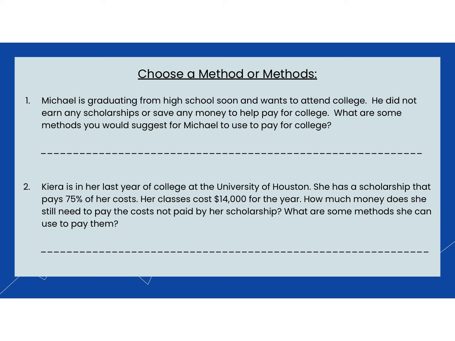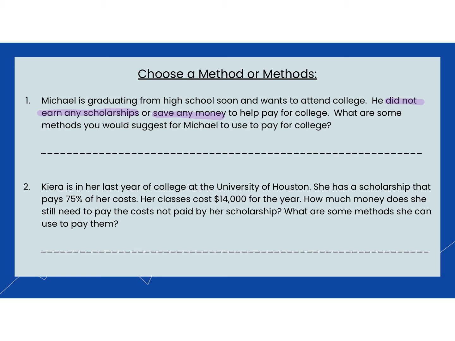Now we'll look at 2 scenarios and help make suggestions of how each person could best pay for college. Scenario 1 says Michael is graduating from high school soon and wants to attend college. He did not earn any scholarships or save any money to help pay for college. What are some methods that you would suggest for Michael to use to pay for college?